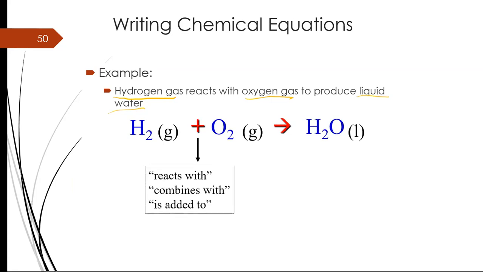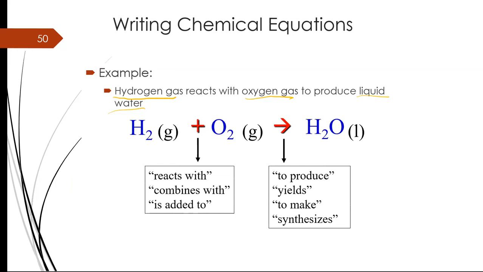So that plus sign is really anytime we see something like reacts with, combines with, is added to, something that's showing that we're starting with these materials and mixing them together. Those are reactants. That reaction arrow normally takes the place of something like to produce, yields, to make, synthesizes, right? Those are all different words that mean our chemical reaction has taken place and we've made new product on the end.